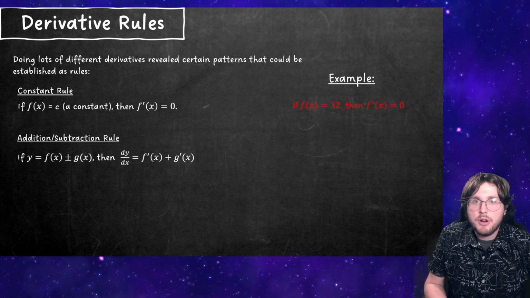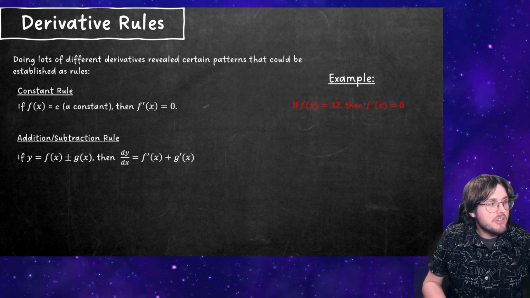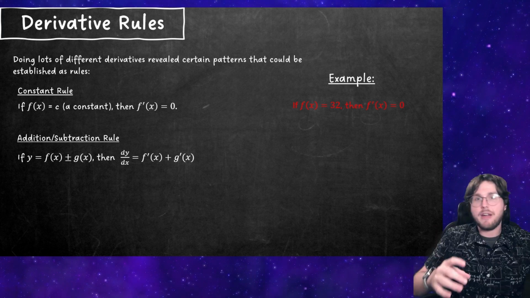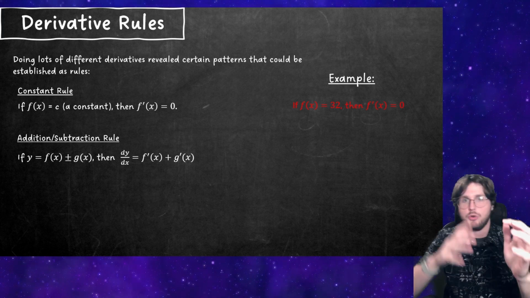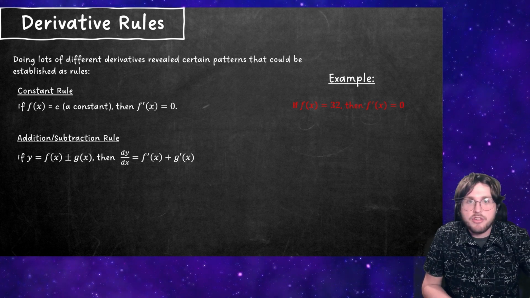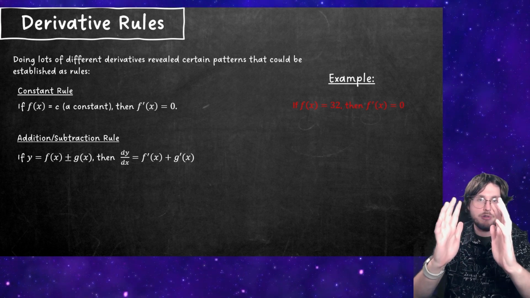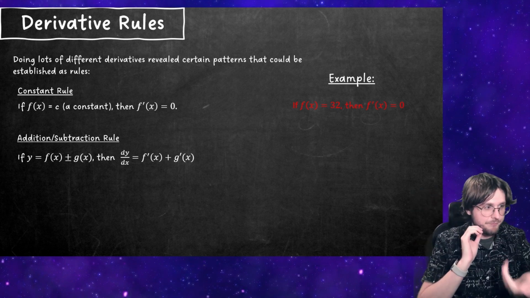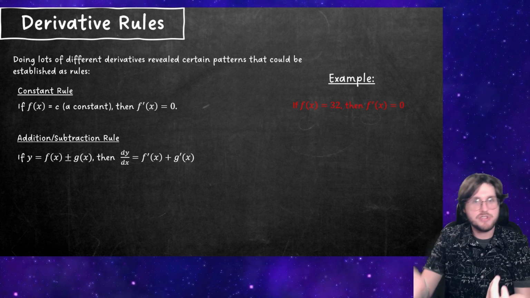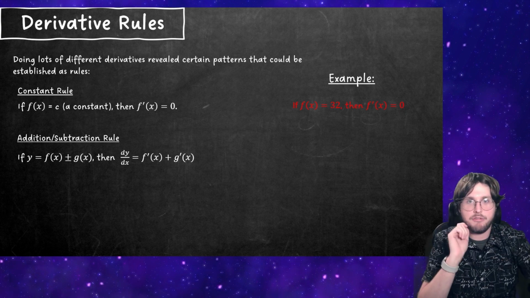Now another rule or pattern that people started to pick up on was the addition and subtraction rule. This says that if y equals f of x plus or minus g of x, so you have one function added to another function, then the derivative of y with respect to x is just going to be the sum of the derivatives of those two functions taken individually. So you would take the derivative of f of x, you would take the derivative of g of x, and then you would simply add or subtract them, just as you would have for the function y.